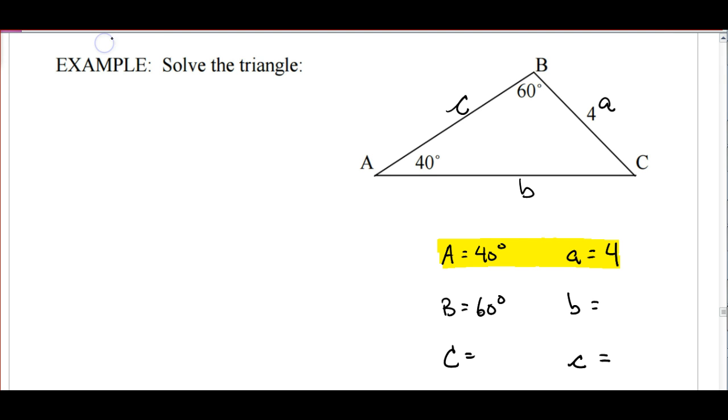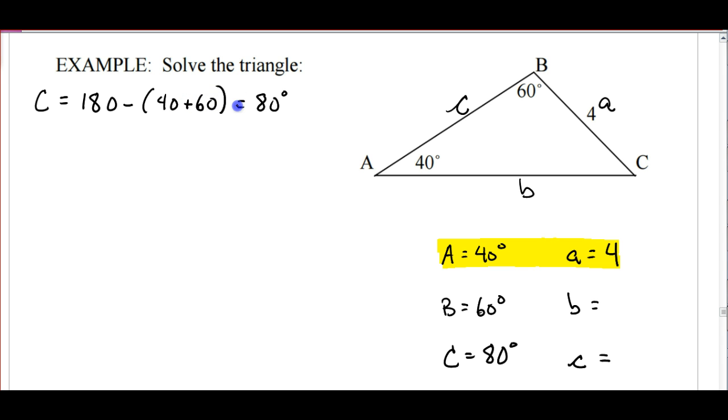So the first thing that I'm going to do, in this case, since I know 2 of the angles already, I'm going to go ahead and find angle C. So I know that angle C is going to be 180 minus the other 2 angles, because I know the 3 angles of a triangle add up to 180. So that's 180 minus 100, which is 80. So I'm going to go ahead and fill that in. That's 80. And now all I need to do is find b and c.